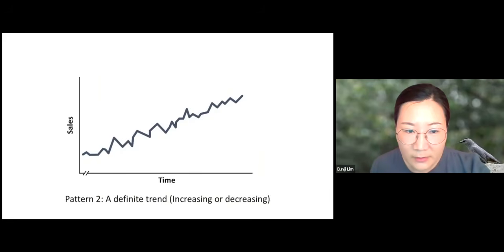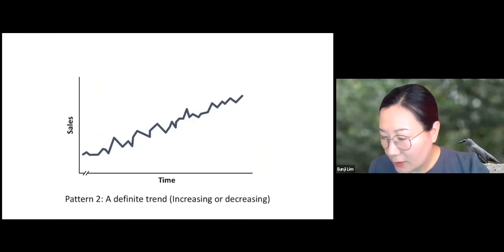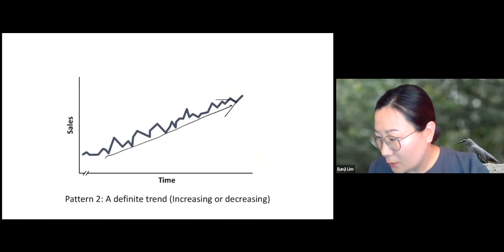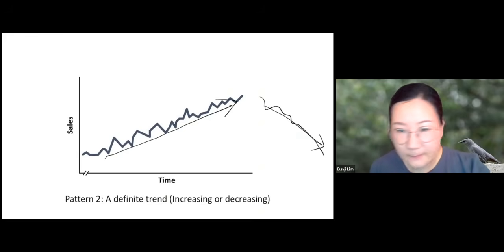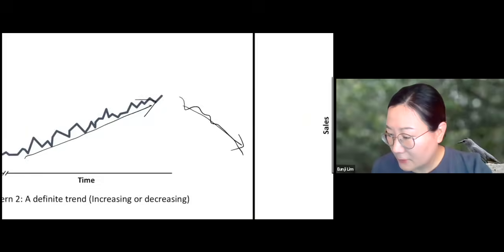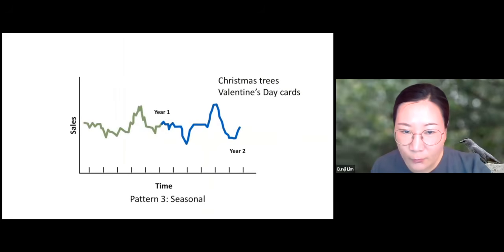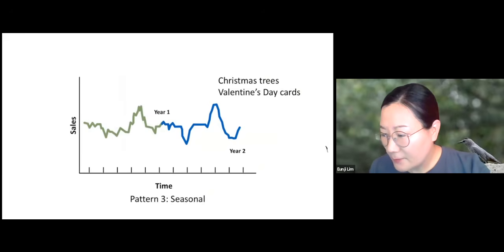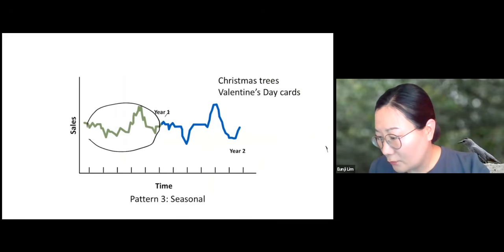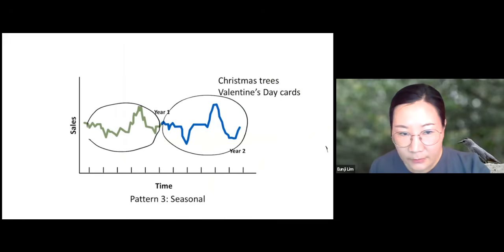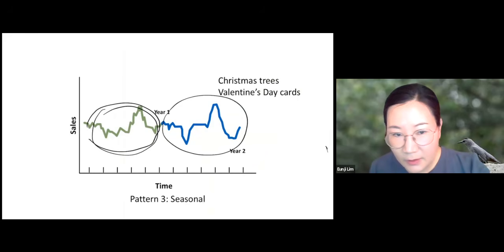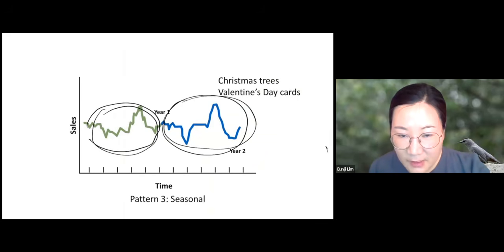The next possible pattern is a pattern with a definite trend. Your graph can show an increasing trend like this or a decreasing trend like this. Now, the next possible pattern is a pattern with a seasonal trend. What do we mean by a seasonal trend? Something is repeated over and over every year. So this is what happened in the first year, and in the next year, you'll see something similar. If that's the case, your data set is seasonal.